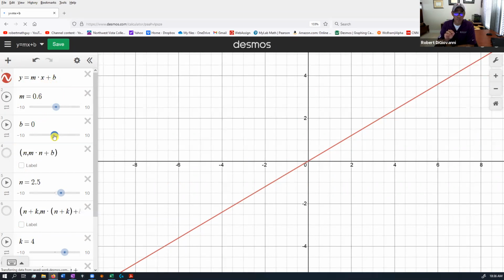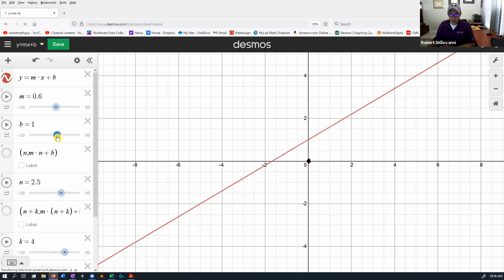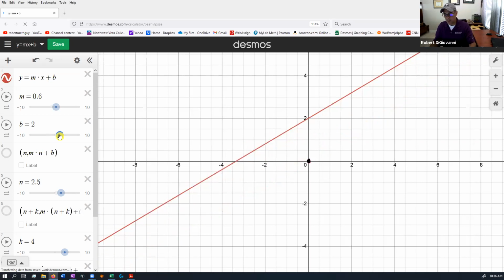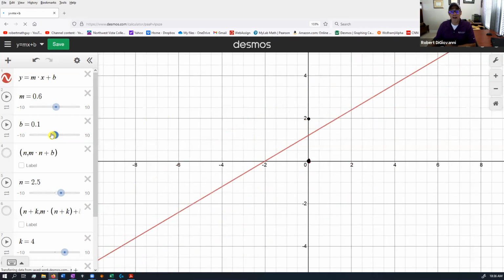So if I change the b, what's going to happen to the line is it's going to move it up and down. Right now the line is hitting right there. Okay, it's hitting here. But if I adjust the b, notice the line has the same pitch to it, but now you're hitting here. See? So moving b around, all it does is move the graph up and down. That's it.